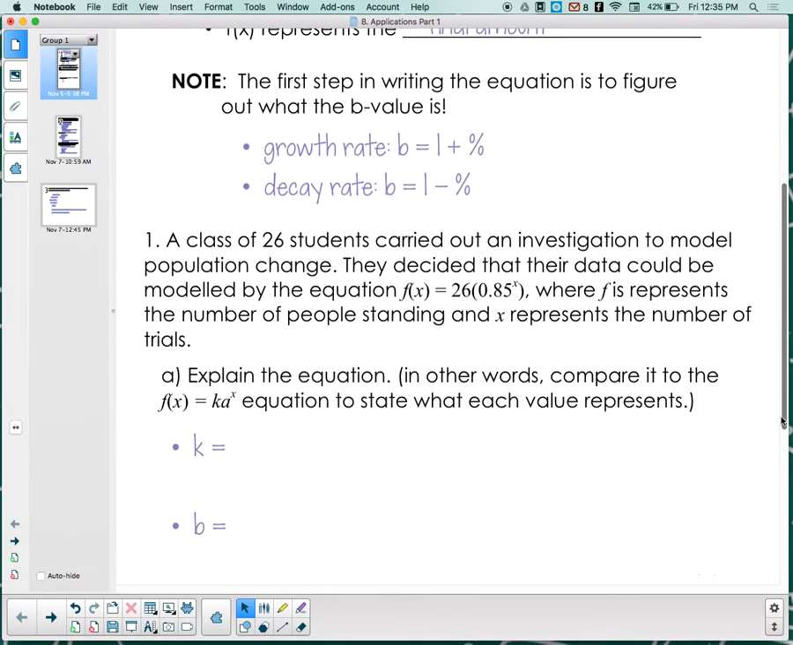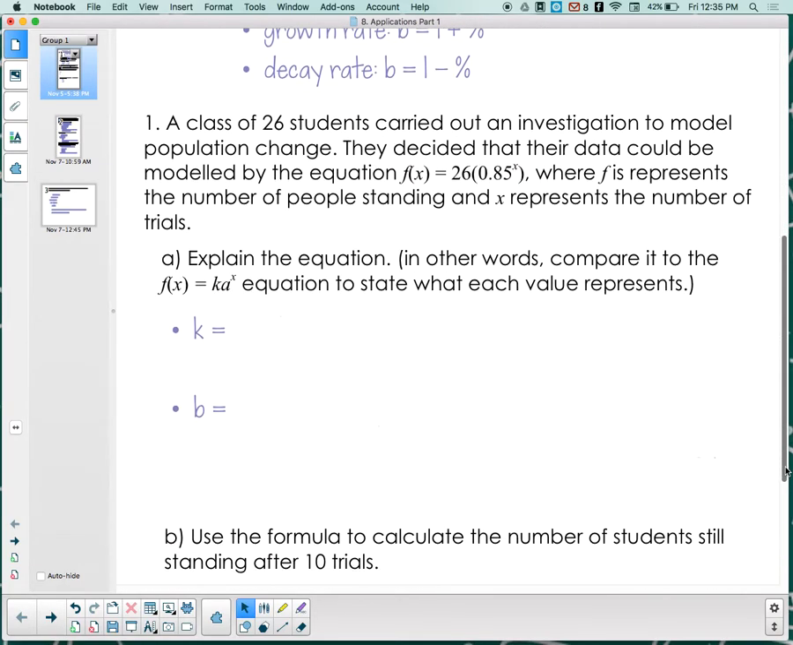Let's do an example. We've got a class of 26 students who carried out the following investigation to model population change. They decided that their data could be modeled using this equation: f of x is equal to 26 times 0.85 to the power of x. f represented the number of people standing. x represented the number of trials. So given this equation, what is our value k and what does it represent?